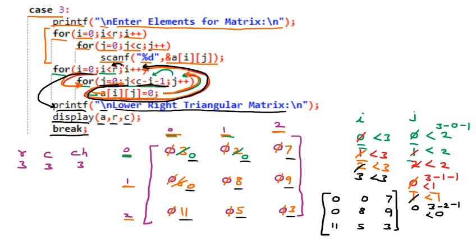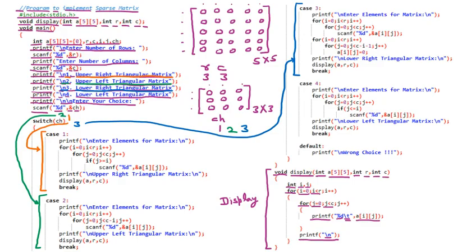Now you can see that this is making a triangle, and this triangle is at the lower side and on the right hand side. That's why it is called the lower right triangular matrices. And now we are going back to the main program. So this one is the main program.